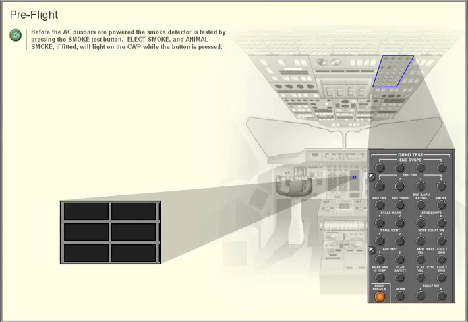Pre-flight. Before the AC bus bars are powered, the smoke detector is tested by pressing the Smoke test button. Electrical smoke and animal smoke, if fitted, will light on the central warning panel while the button is pressed.